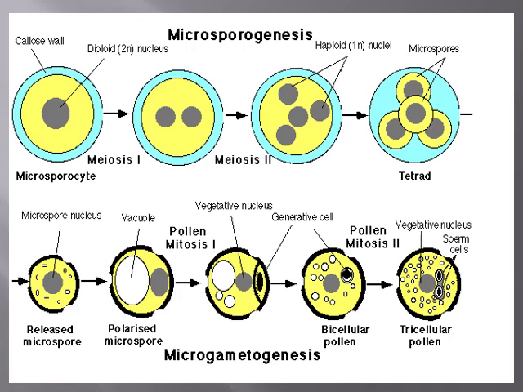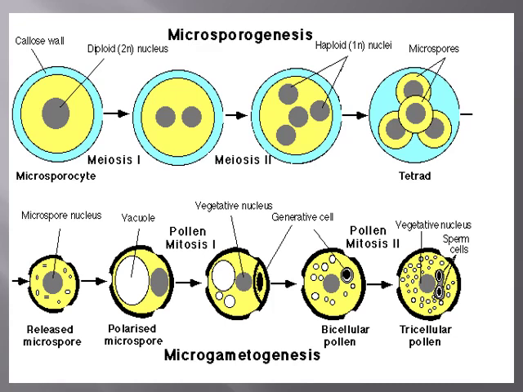Here in this diagram you can see the microsporogenesis and the microgametogenesis. For example, in the first phase you can see the microsporocyte that contains the callose wall and a diploid nucleus. Then the nucleus divides into two, and then into four after the second meiosis, and then the tetrad formation or the microspore formation takes place.